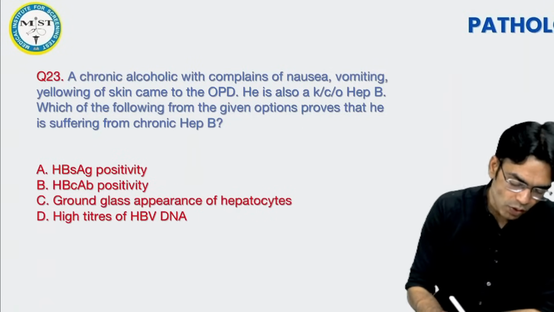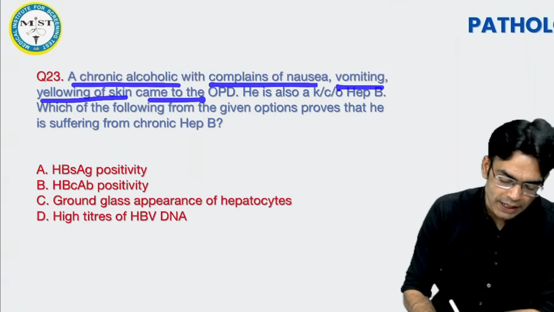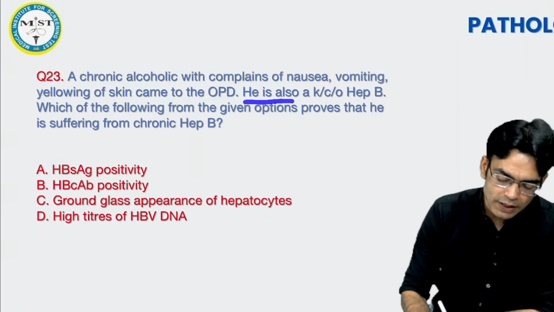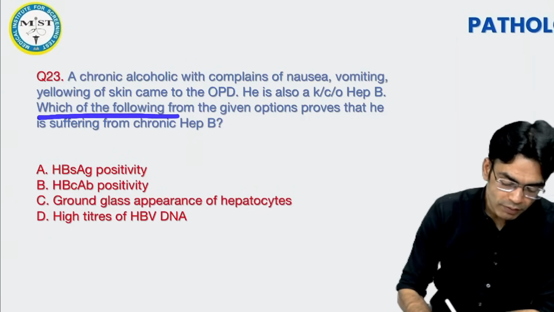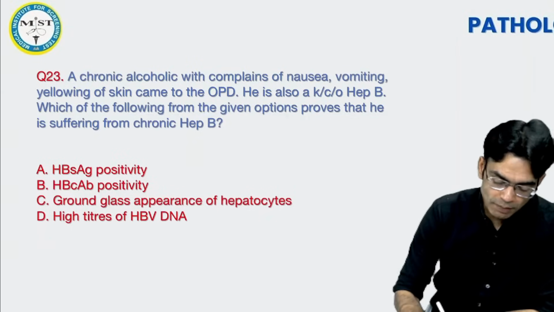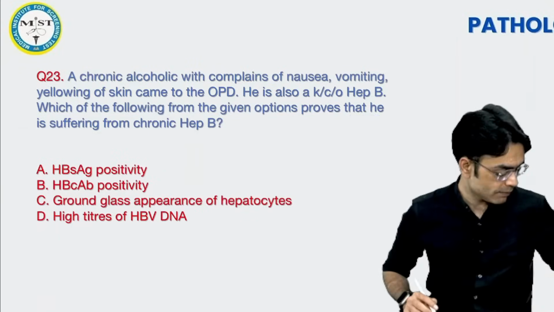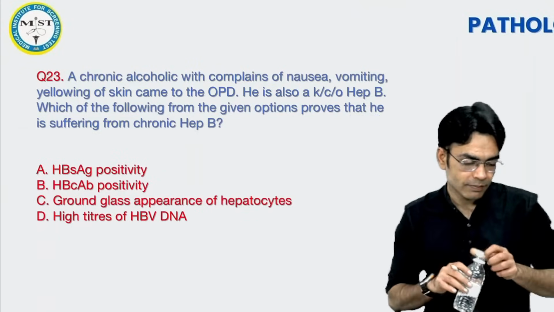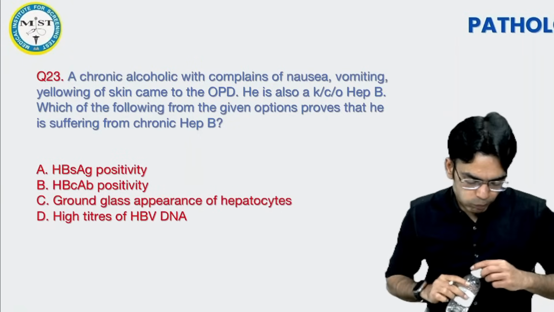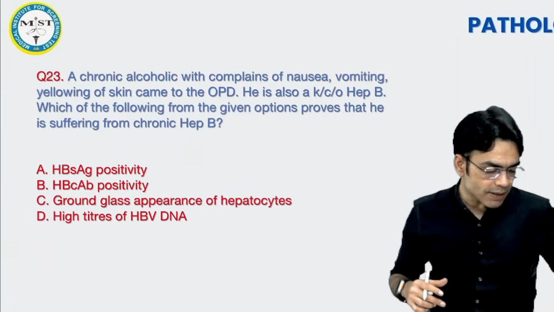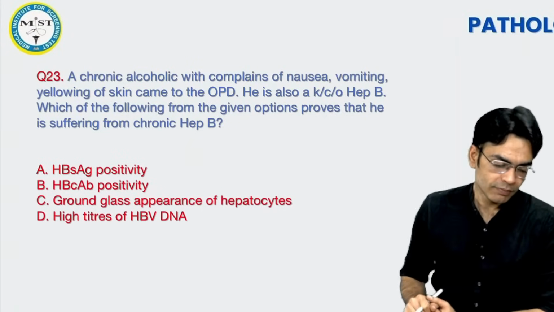A chronic alcoholic with complaints of nausea, vomiting, yellowing of skin came to the OPD. He is also a known case of hepatitis B. Which of the following from the given options proves that he is suffering from chronic Hep B? किससे पता चलेगा, बताओ कि इसको chronic Hep B है?